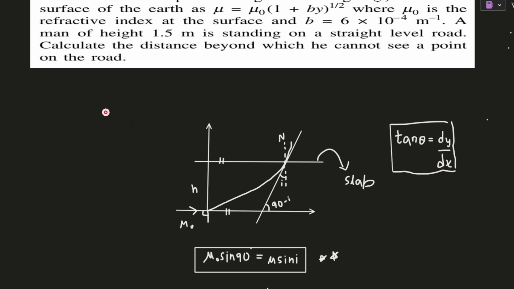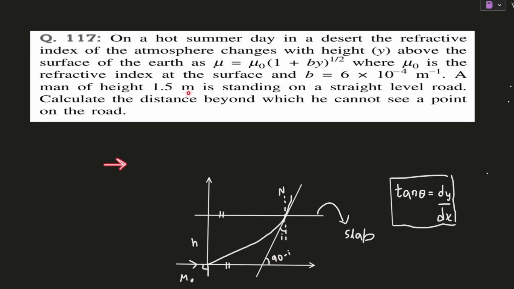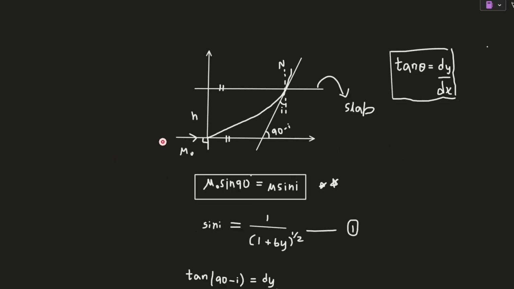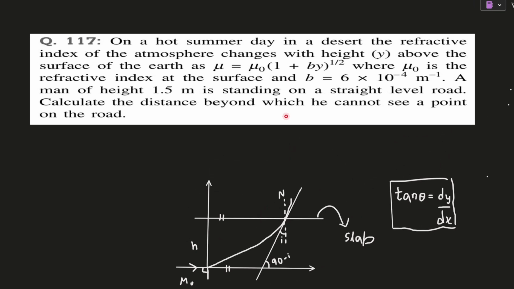This is a standard problem based on variable refractive index, so you can blindly follow this method. As the light enters the atmosphere at a grazing incidence of 90 degrees, it takes a parabolic curve path. Here we consider a parallel slab, as every point on this slab has the same y coordinate. As the y coordinate increases, the refractive index also increases, as mentioned in the question.